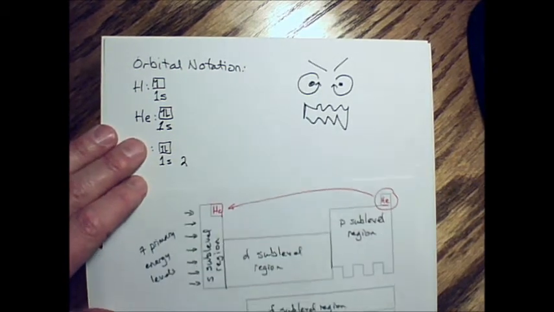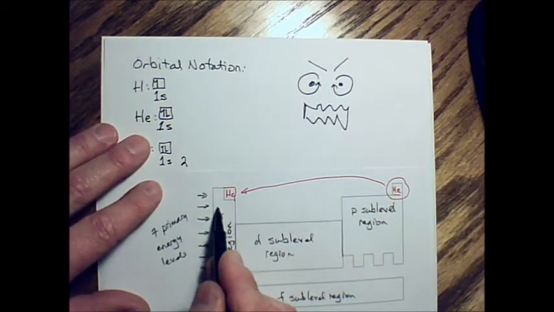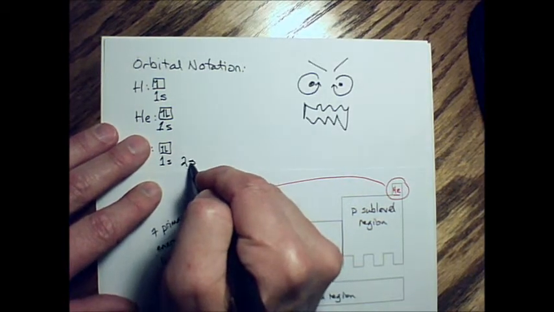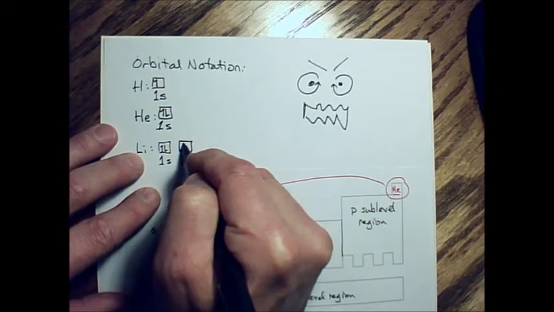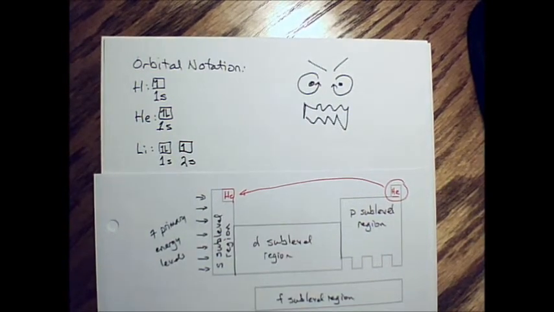And what region are we in here? Still in S, so this has got to be a 2s. So how many more electrons do I need? 1. There you go. That's the orbital notation for lithium.